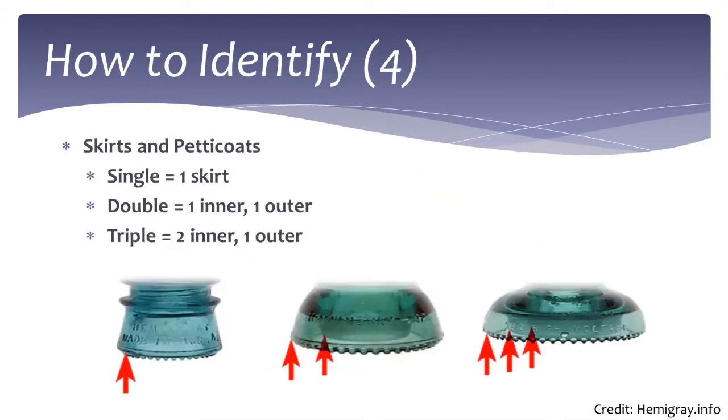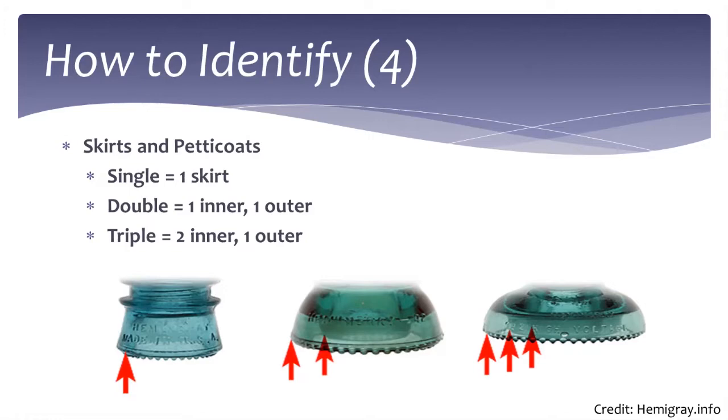Fourth thing to look for is skirts and petticoats. There are 3 different types. A single skirt, a double, so 1 inner, 1 outer, and then a triple, which will have 2 inner and 1 outer. Now, one question we did have a couple days ago was why the different number of skirts and petticoats? And that'll have to do with the voltage or the use of the insulator on a particular voltage line. Apparently, the more skirts and petticoats it had, the more of a buffer it had between the wooden peg base that it's affixed to and the wire or the outside.